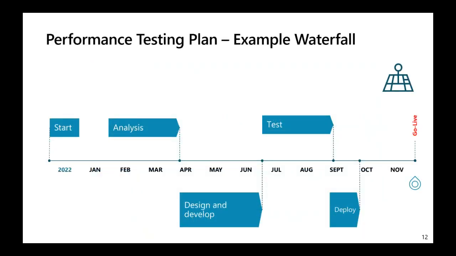So this picture is a sample where we show a waterfall implementation methodology, and the different phases are highlighted: analysis phase, design, develop, test, and finally deploy. And the question is, when should we plan for performance testing?